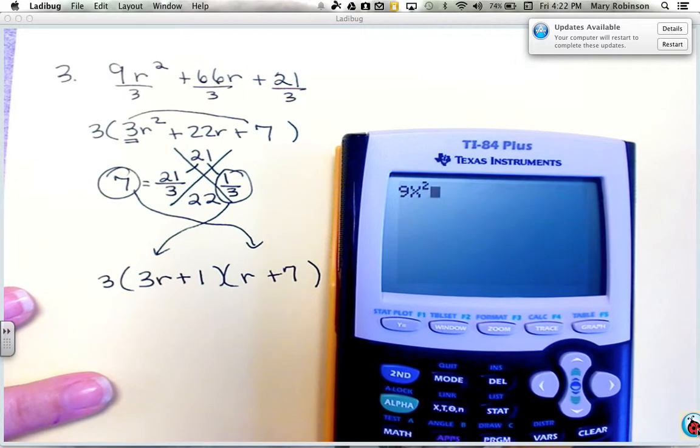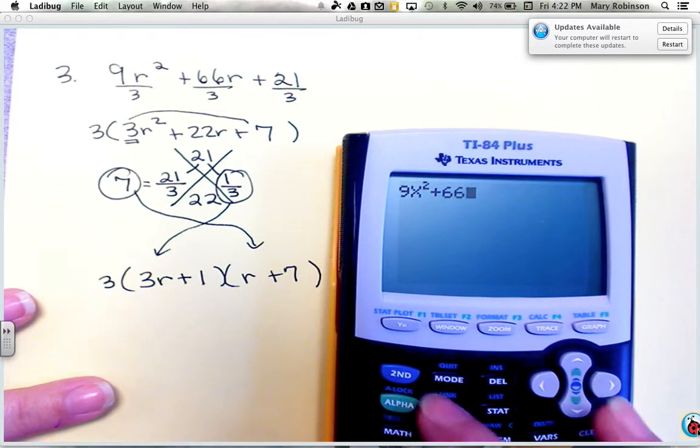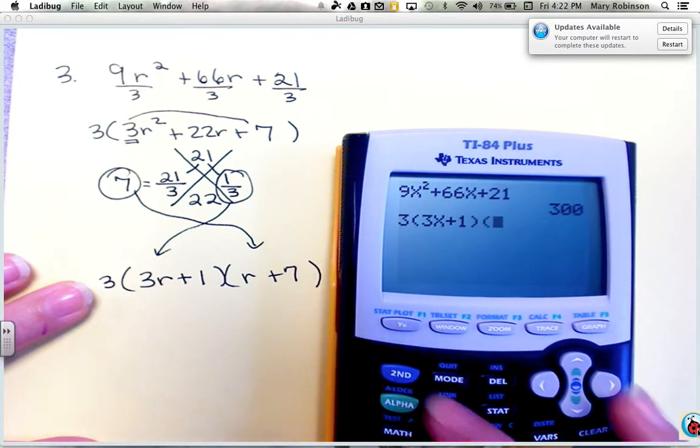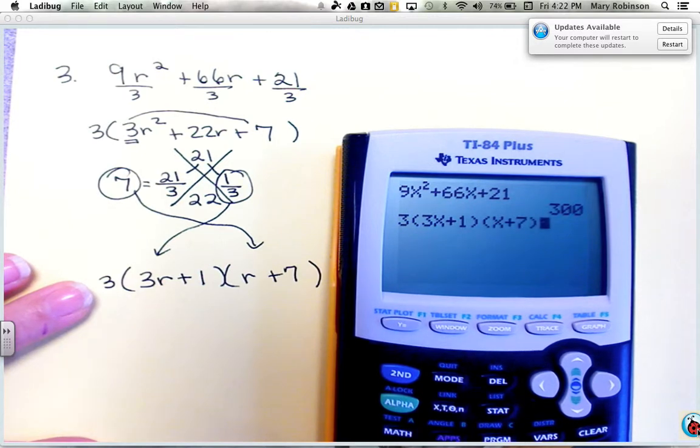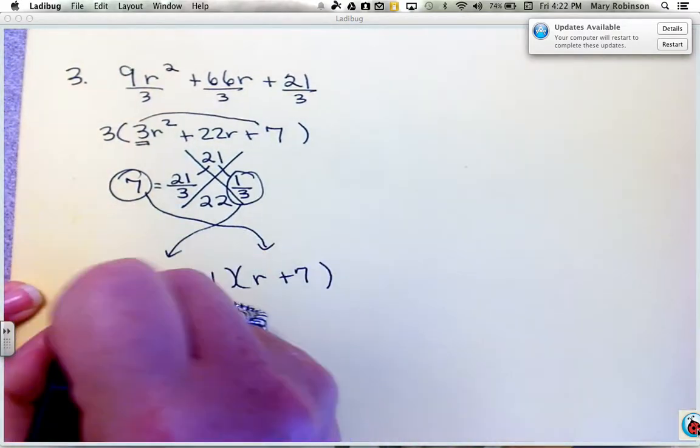So I don't need to restore a value. I can, remember, you always use x on your home screen. 9x squared plus 66x plus 21, and then type in my answer. Noticing that since they are giving me the same output value, my answer is correct.